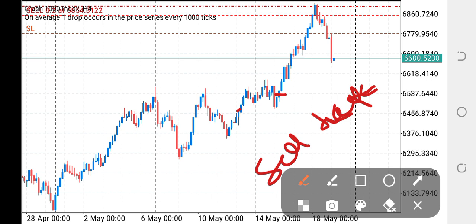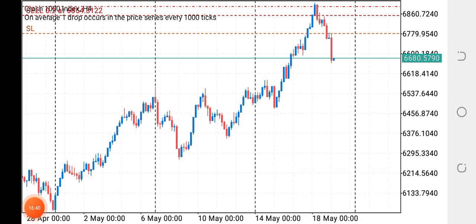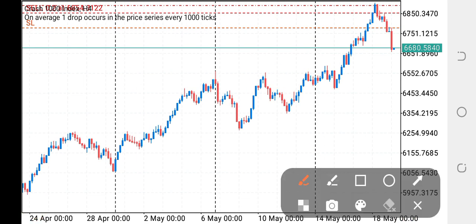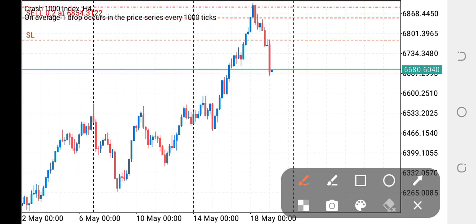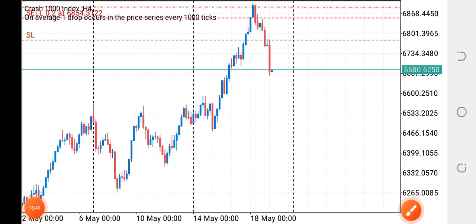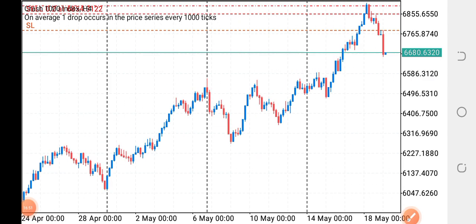Some person will tell you, I don't sell Boom, I only buy Boom. And some person will tell you, I don't buy Crash, I only sell Crash, just like this one now. They will tell you, I don't buy this, I only sell this. Now look at what you will have missed. I want to clarify to you, those of you that said buying is more, you get more money if you are buying Boom, and you get more money if you are selling Crash. Who told you?